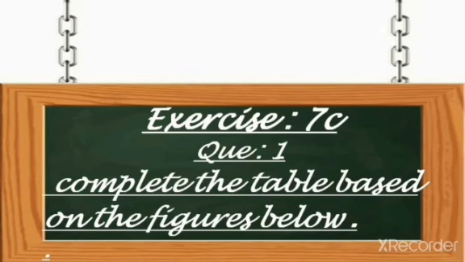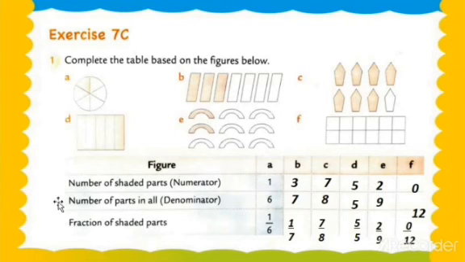Let's check question number 1: complete the table based on the figures below. So let's check and complete. Here are 6 figures. We have to write the numerator, denominator and the fraction. In the numerator, my dear students, we write the number of shaded parts. In the denominator, the number of parts in all, and then the fraction of shaded parts.